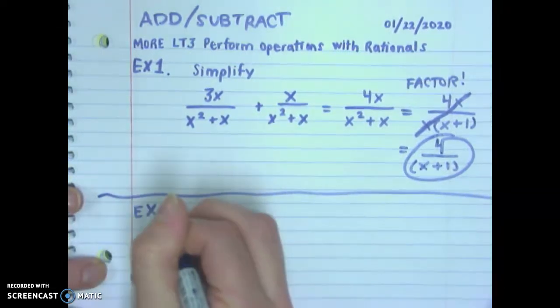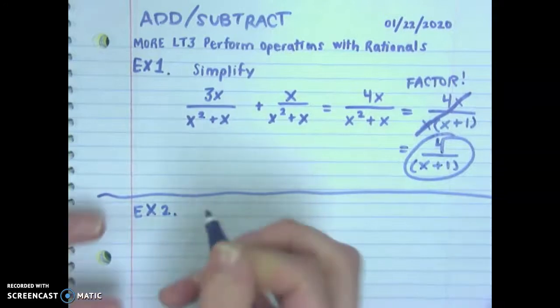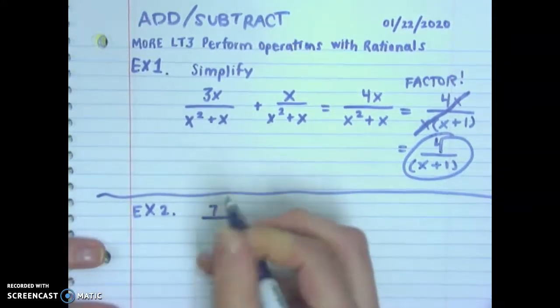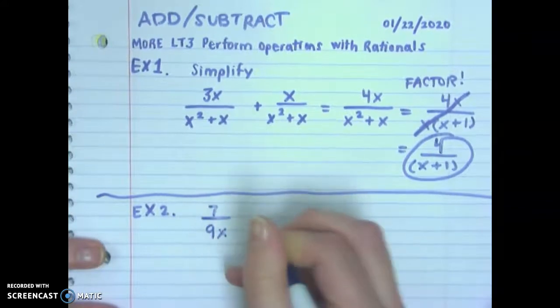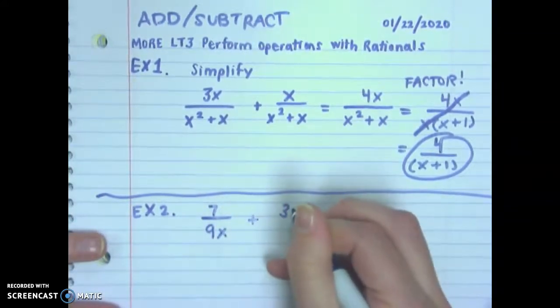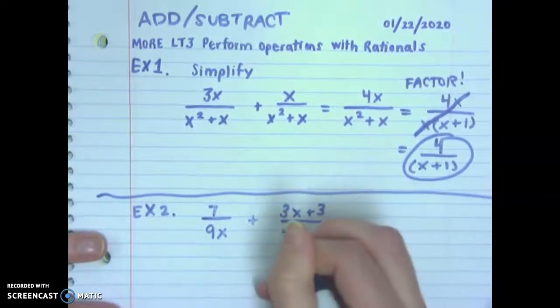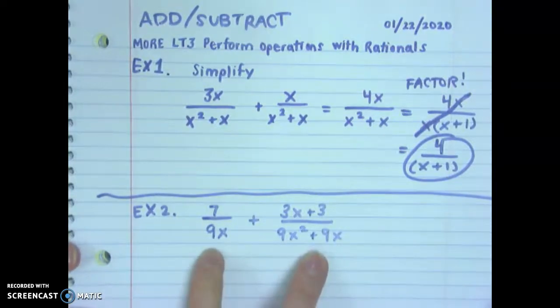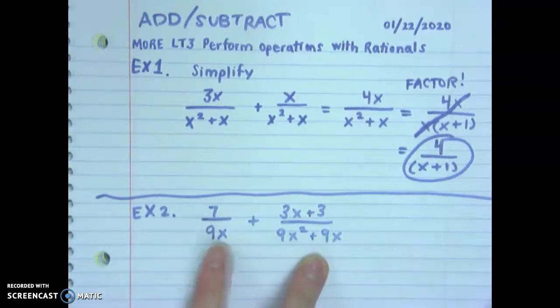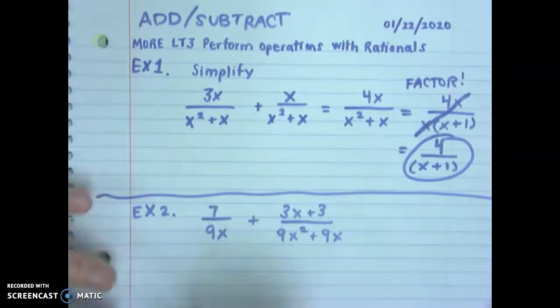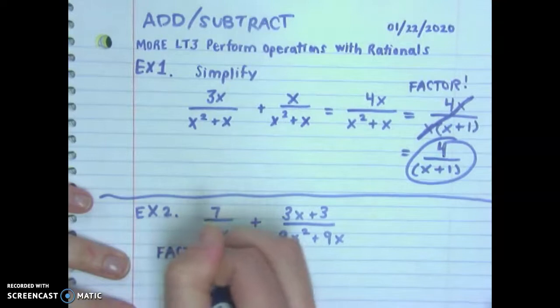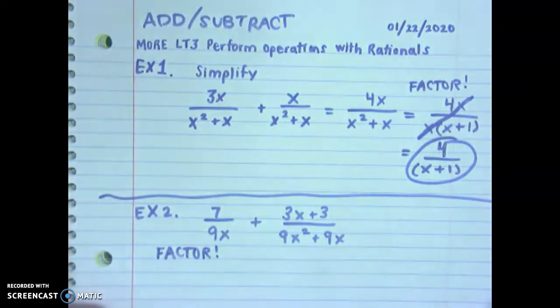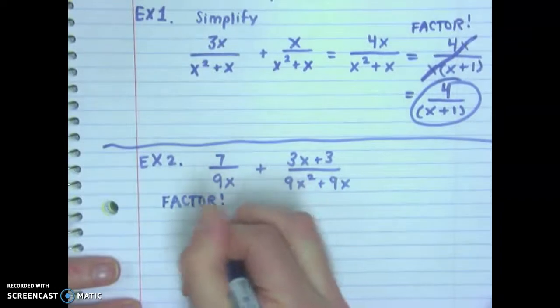Example 2. What if we don't have common denominators when we're adding rationals? So 7 over 9x plus 3x plus 3 over 9x squared plus 9x. We do not have common denominators, so we have to figure out what I need to multiply one of my denominators by so that I do have common denominators. And in order to do that, it helps to see your expressions factored. So the first expression cannot be factored, I'll leave it alone.